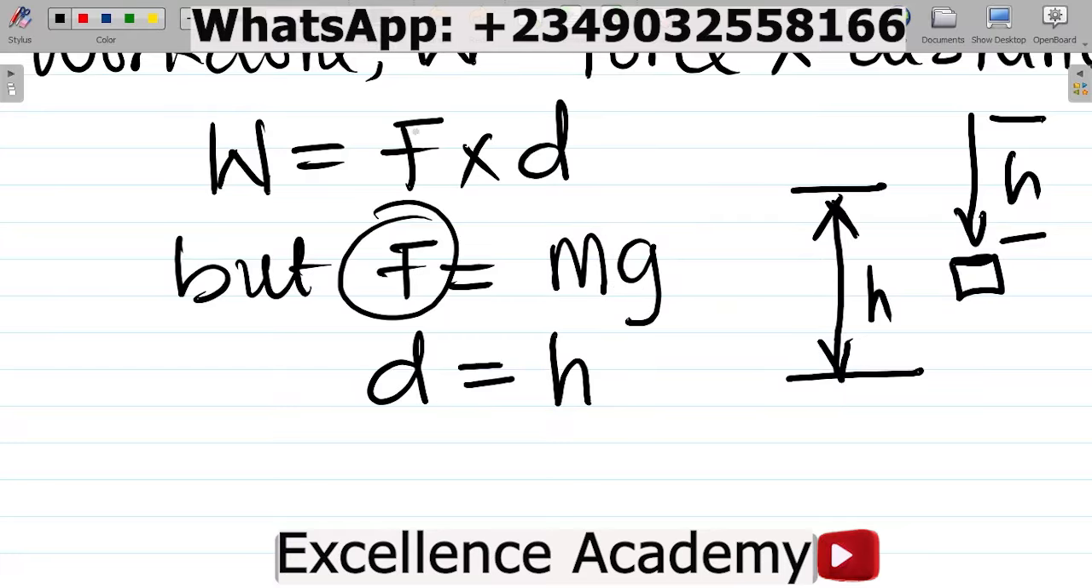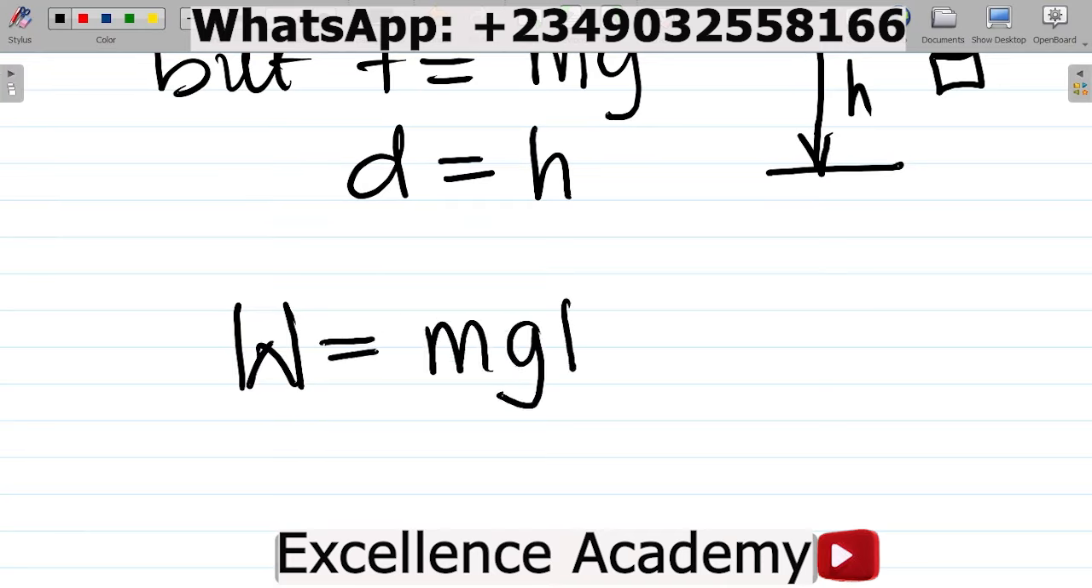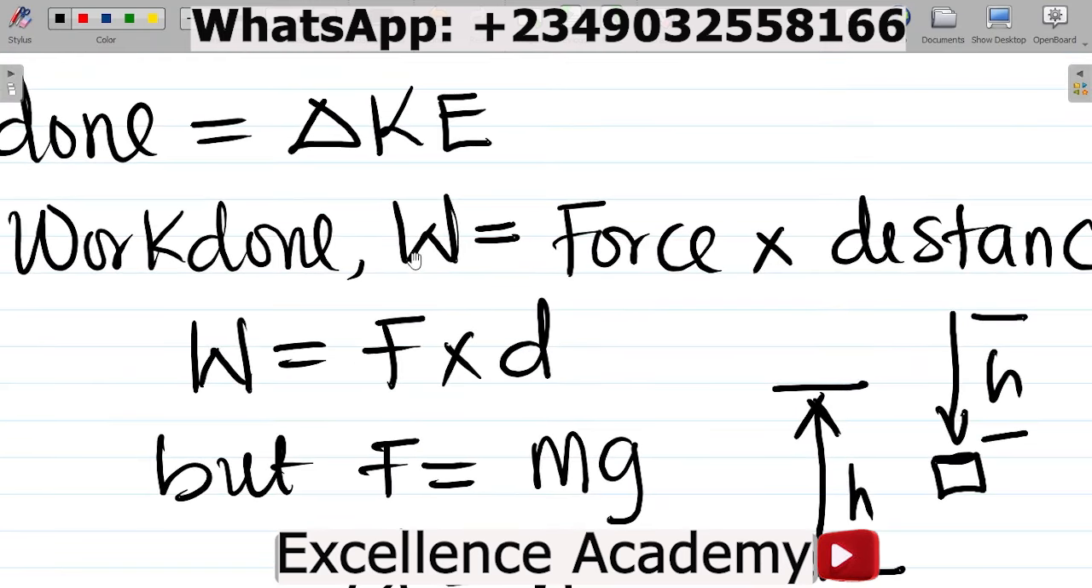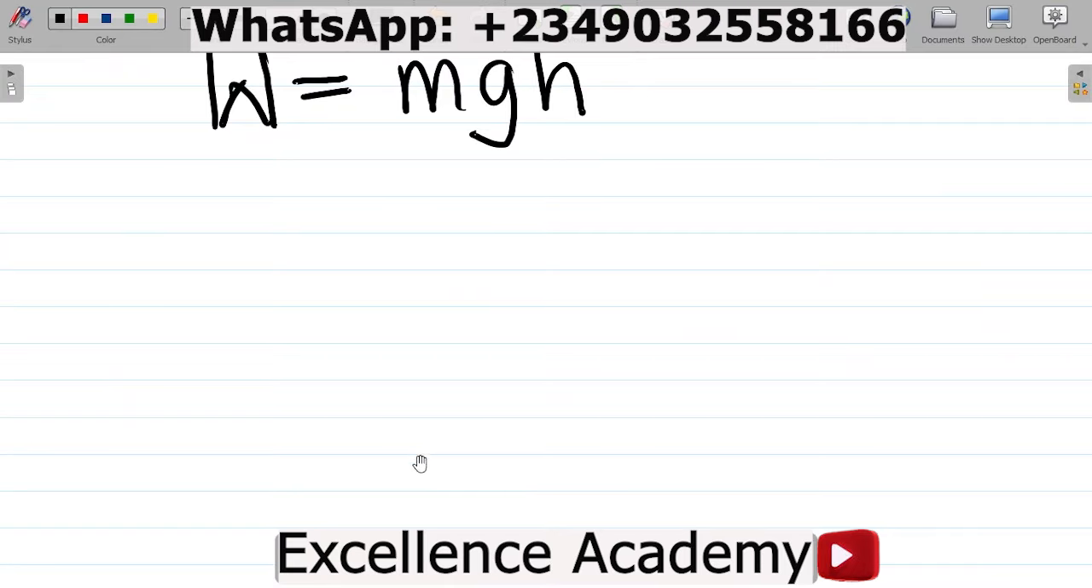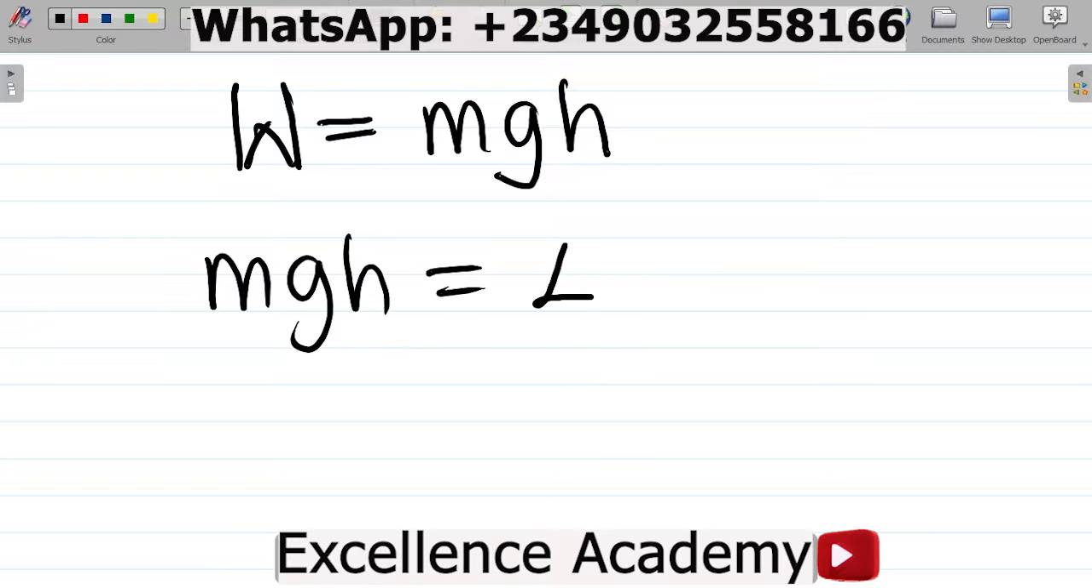Now, if I replace these two into the work done formula, we'll have that work done, W, is equal to force, which is mg, times distance, which is height. So I have mgh. Now we said work done is equal to change in kinetic energy. So mgh, work done, is equal to change in kinetic energy.